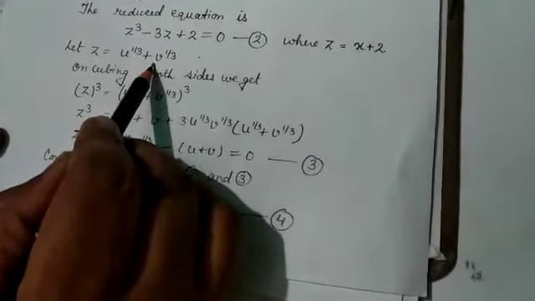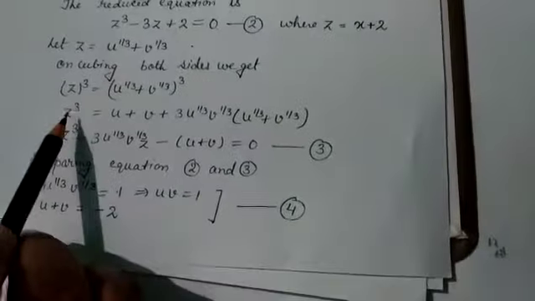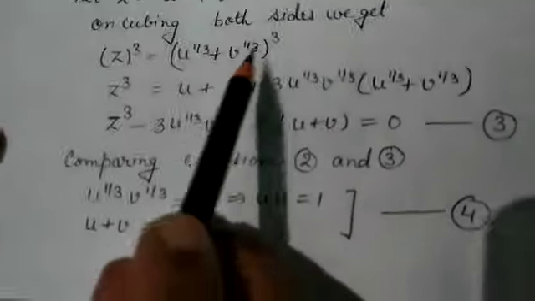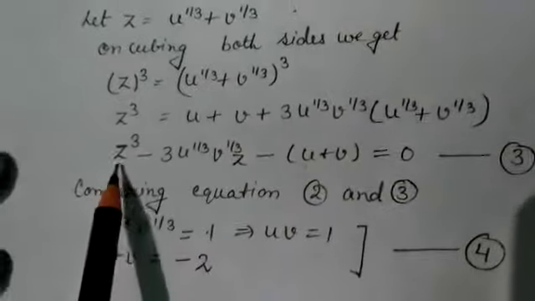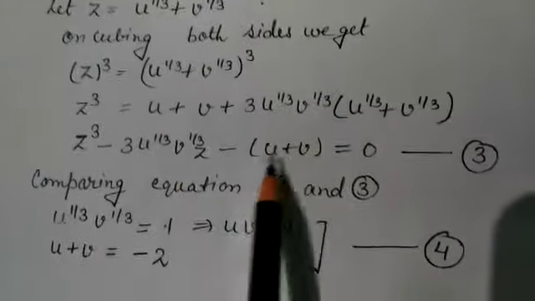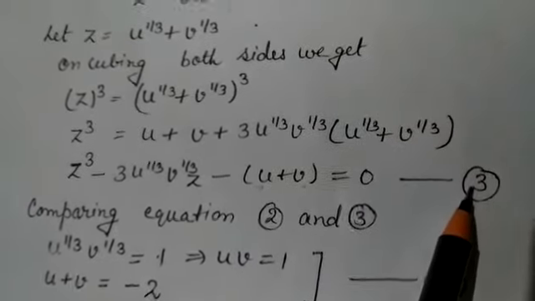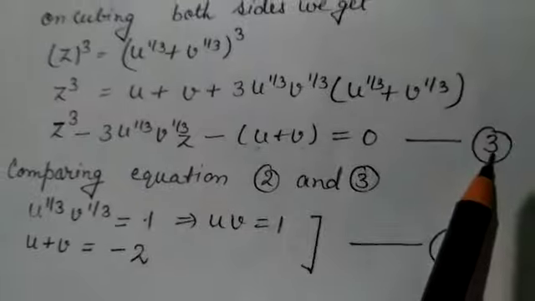Now we'll do the same process as we do in Cardan's method. We'll take z to be u to the power 1 by 3 plus v to the power 1 by 3. On cubing both the sides, we will get z cube is equal to u to the power 1 by 3 plus v to the power 1 by 3 whole cube. So we will get z cube minus 3 u to the power 1 by 3 v to the power 1 by 3 into z minus u plus v is equal to 0. So let us take it to be equation number 3.